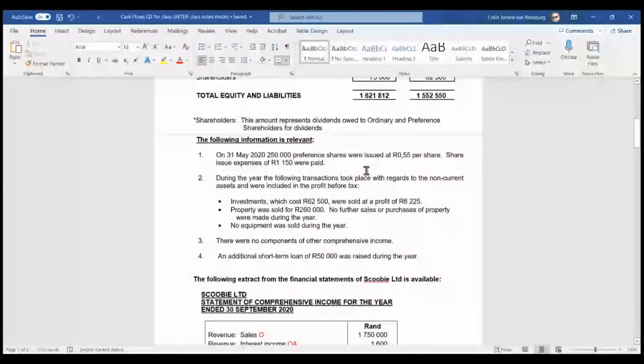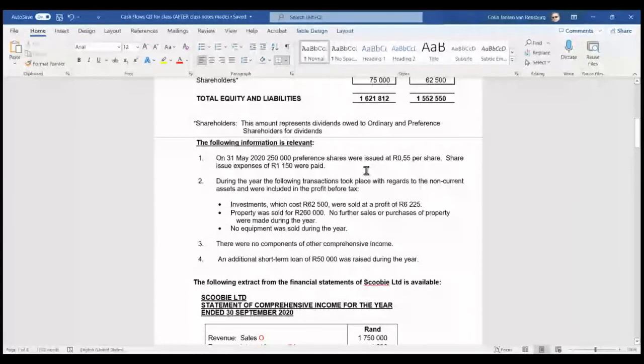They tell us how many preference shares were issued. They give us the issue price so we can see what our proceeds on the issue of those preference shares would be. But anyway, to cut a long story short, that's not what we are looking at now. We just want to see what kind of activity that would be, ladies and gents. So if you can type for me or you can say it in person, what kind of activity would the issue of the preference shares constitute?